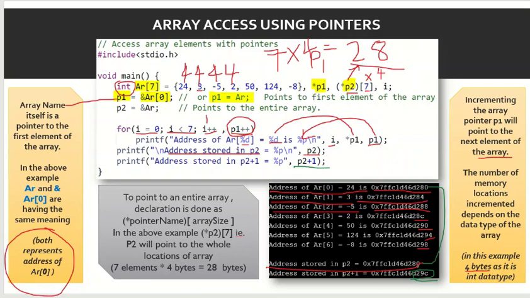So if you add 28 to this, you'll get this value in hexadecimal. So to point to an entire array, the declaration is done as star pointer name array size. So in the above example, star p2 of 7, that is p2 will point to the whole locations of an array of 7 elements of 4 bytes equal to 28 bytes.